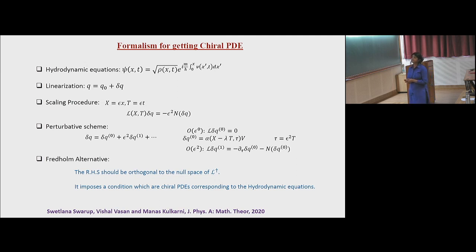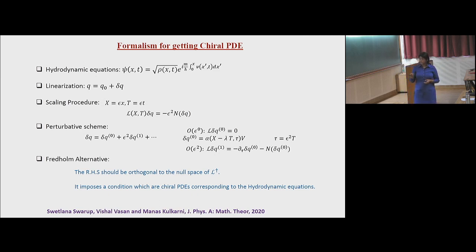At the lowest order, we get the linear equation, and the solution can be obtained if we get the null space of this linear operator. This is the solution of the linear problem, where V and lambda are the eigenvectors and eigenvalues of the linear operator. For the next order, the equation looks like this, where on the left-hand side, we have a non-invertible matrix. So for getting the solution, we have to invert a non-invertible matrix.